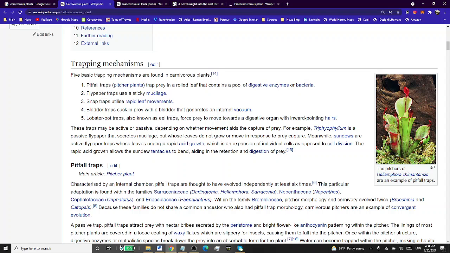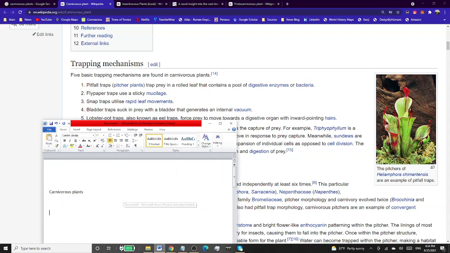Okay, so they have different trapping mechanisms. They fall into basic categories, and we can go through each category specifically. Let's see. All right, I'll put this one at the top. It's not covered first, but it's obvious.